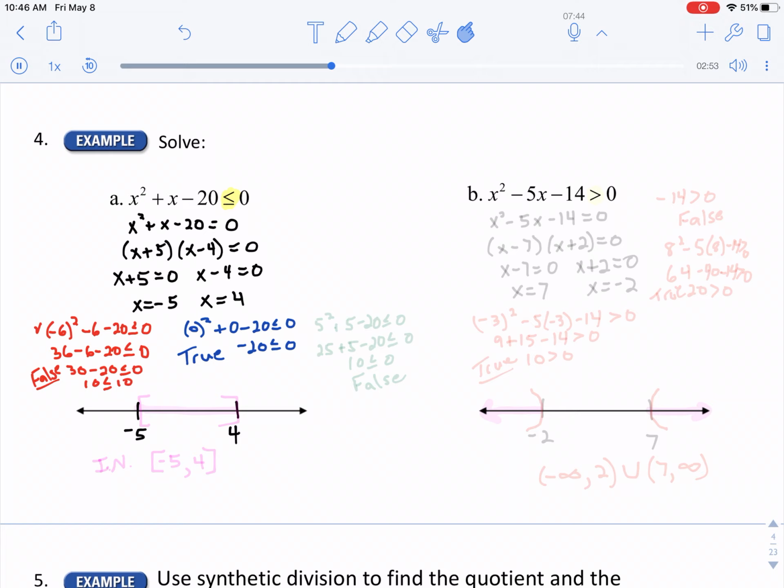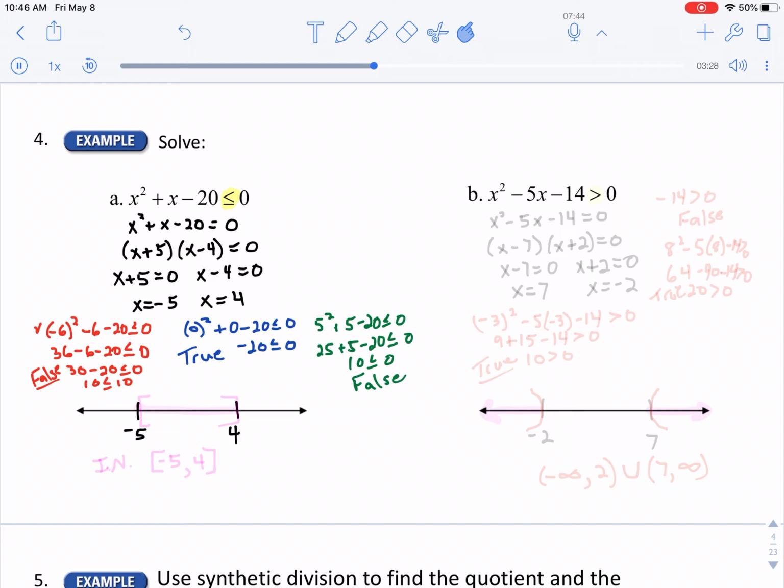All right, and then I want to check one more, and that is the third interval, which is greater than 4, so I'm going to choose a 5. So I get 5 squared plus 5 minus 20 is less than or equal to 0. And that's 25 plus 5 minus 20 is less than or equal to 0. It gives me 30 minus 20, so again I get 10 is less than or equal to 0, which is false. So the only place I'm shading is between negative 5 and 4.